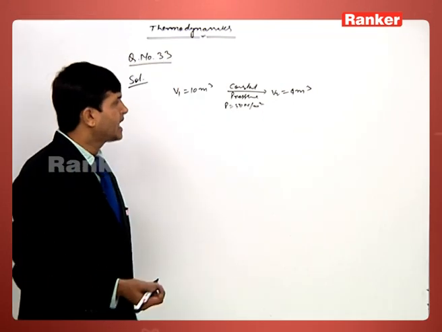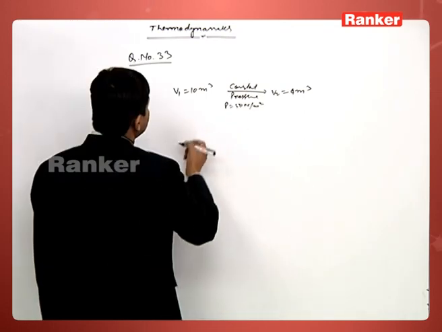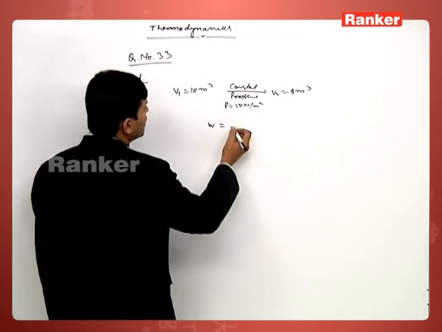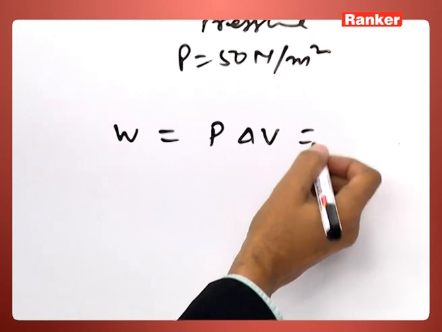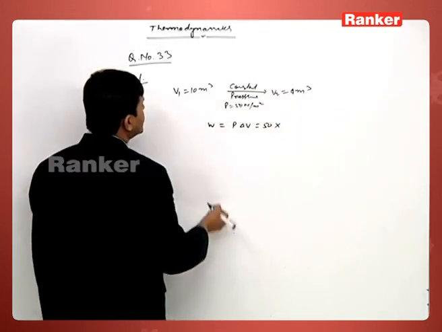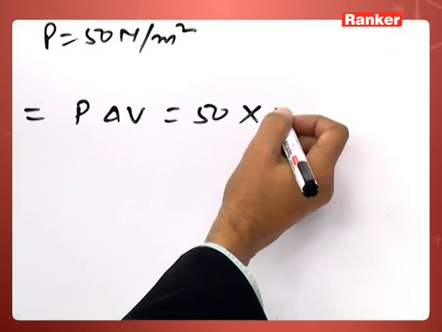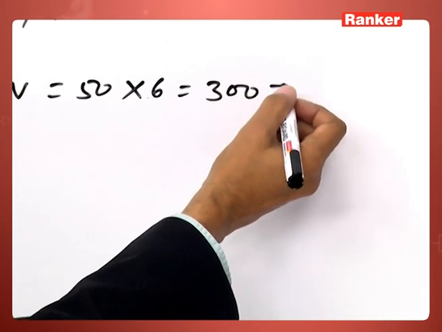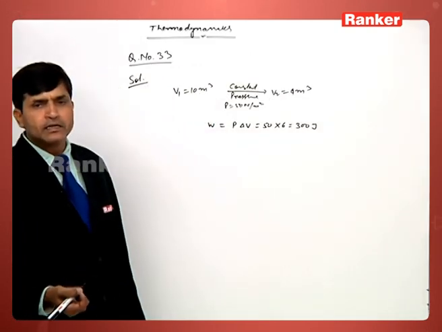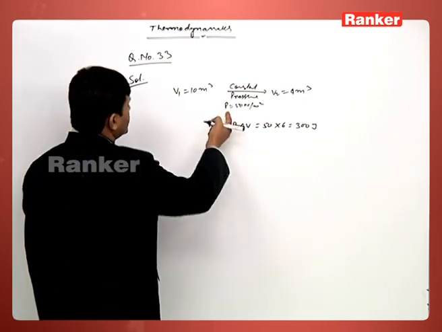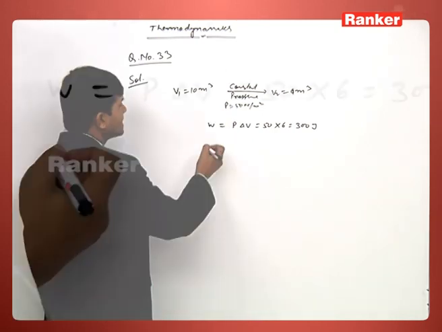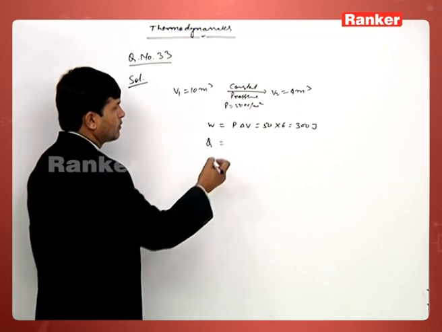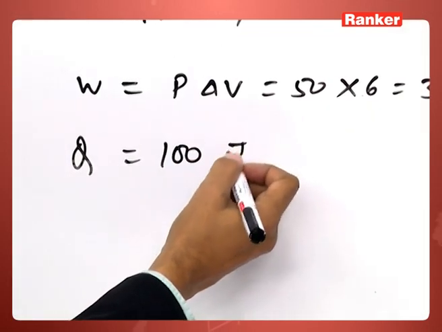The internal energy of the gas will be: first of all, the work done in this process is pressure into change in volume. Pressure is 50, change in volume is 10 minus 4, which means 6, so that is 300 joule. So 300 joule is the work done. And next, how much heat? Heat has been supplied to the gas, here only 100 joule.